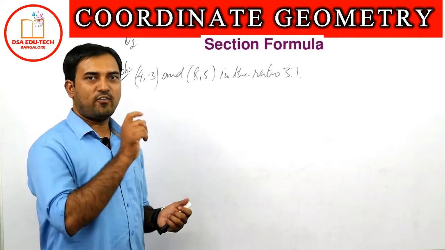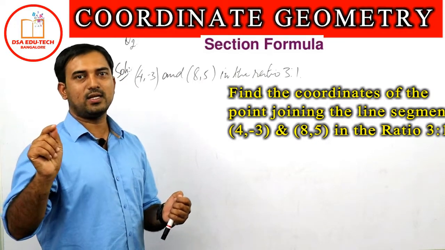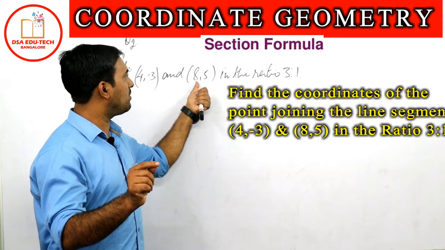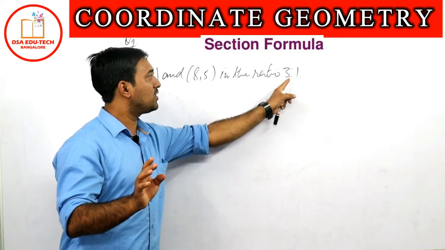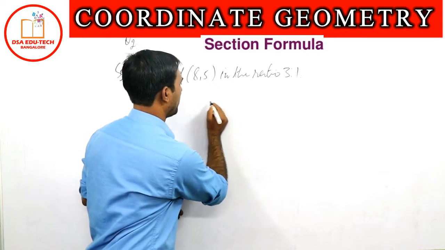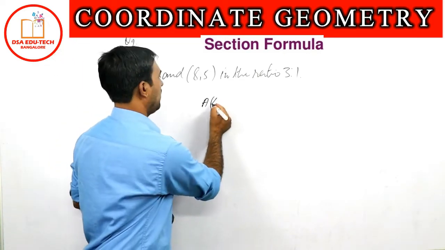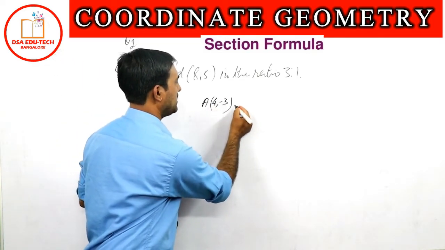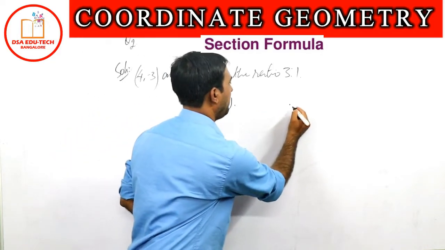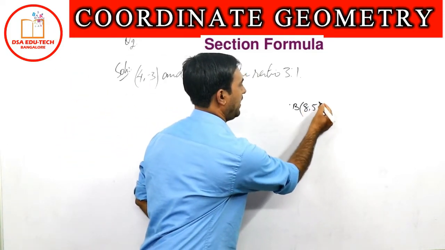The question is to find the coordinate of the point dividing the line segment joining the points 4 comma minus 3 and 8 comma 5 in the ratio 3:1. So I'll make these points a little easy and simple for every one of us. I'll consider this point as A. So A is 4 comma minus 3. Point B value is 8 comma 5. Clear?